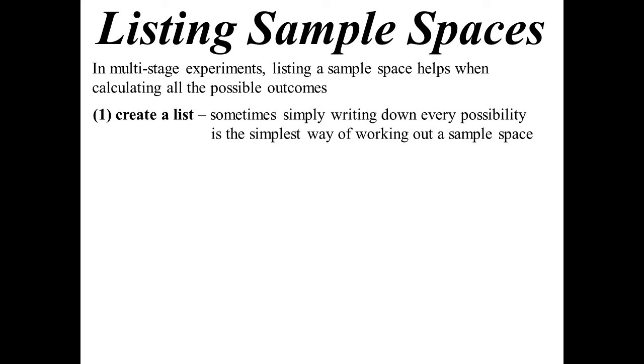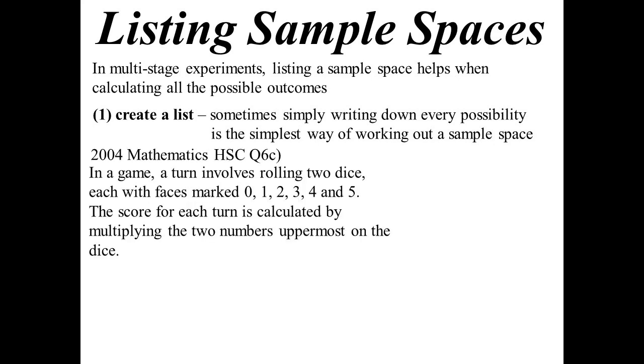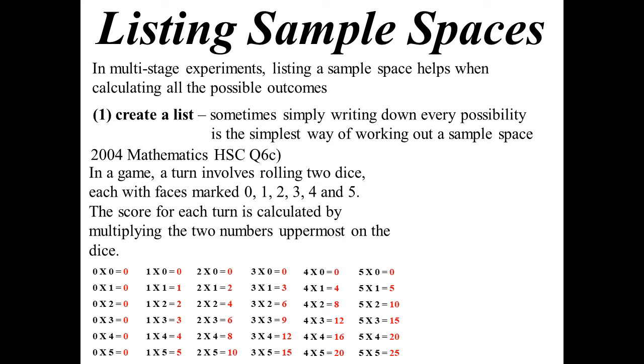Creating a list, so just writing them all down. 2004 HSC. So we've got this game, involves rolling 2 dice. The faces on this dice are labelled 1, 2, 3, 4 and 5 and 0. The score for each turn is calculated by multiplying the 2 numbers on the uppermost, I guess the easier way of saying that, multiply the 2 numbers that are showing when you roll them. So I'll just write out the whole sample space. They're all the different possibilities I could get.